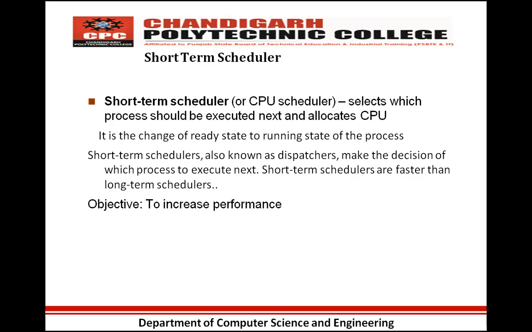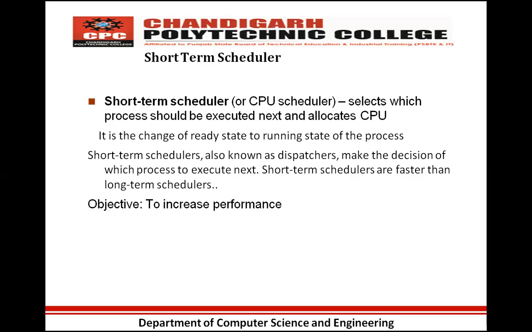So it is faster than the long-term scheduler because we know a lot of processes are there, and the CPU is running. The CPU at a time is running a lot of processes by switching, by doing the context switch between the processes. So the main objective of the short-term scheduler is to increase performance so that the CPU never becomes idle.